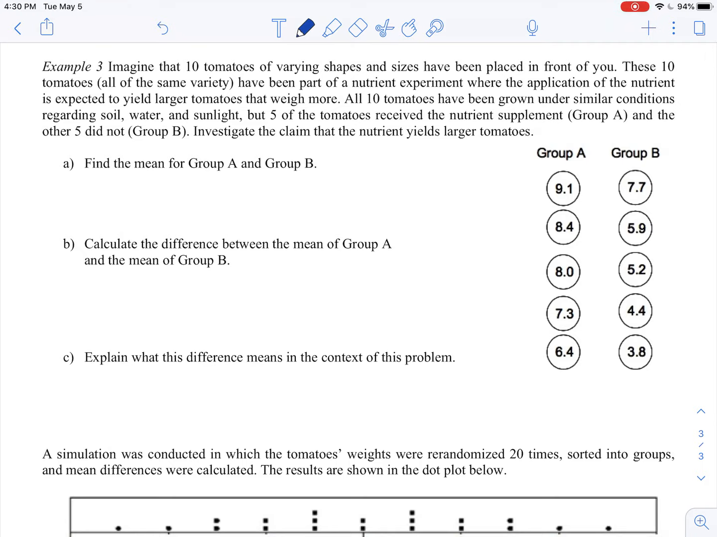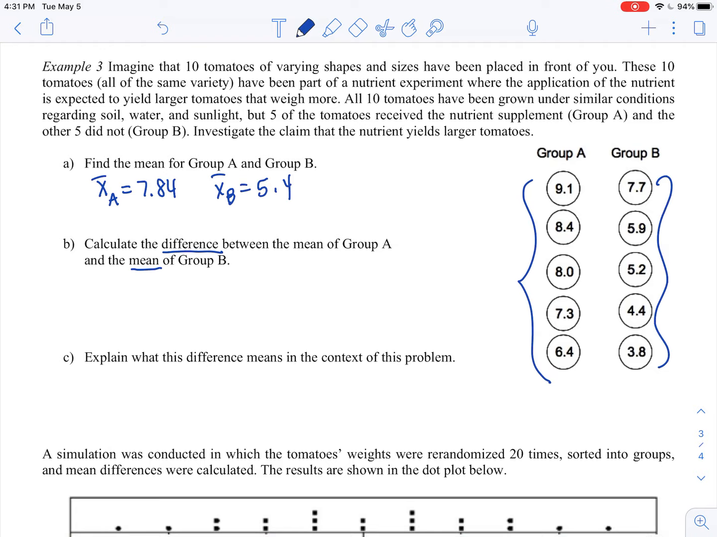And again, you want it to be random, so you're not having some sort of an impact on the outcome. So if you remember to do an average, you would add up all your values and divide by how many you have. In the first group, you would end up getting an average of 7.84. In the second group, when you add them all up and divide by how many you have, the mean comes out to be 5.4. So now you want to calculate the difference in those means, group A minus group B, which is 7.84 minus 5.4, which is 2.44.